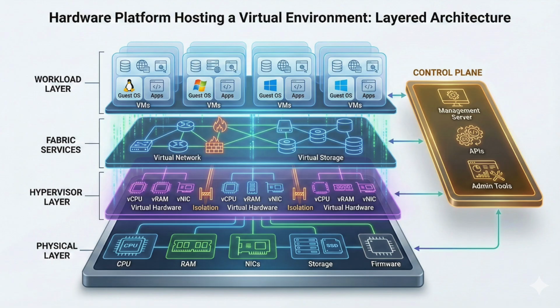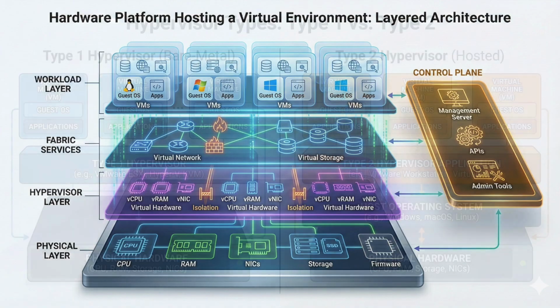But a real environment also includes the fabric services around VMs. Virtual networking connects vNICs to virtual switches and then out to physical networks. Virtual storage provides shared data stores so VMs can move between hosts. Finally, we have the control plane, tools like vCenter, SCVMM, or cloud APIs, where admins create VMs, set permissions, and apply policies. When you secure virtualization, you can't only secure the VMs; you also secure the control plane and the fabric, because those are common points of failure. Keep that picture in mind as we drill into each element.